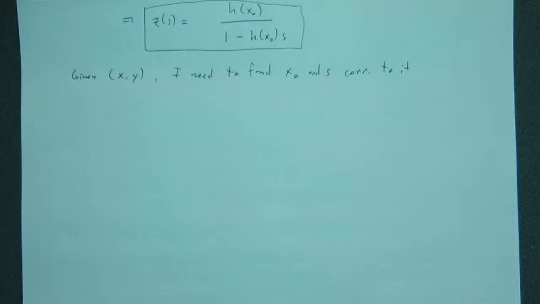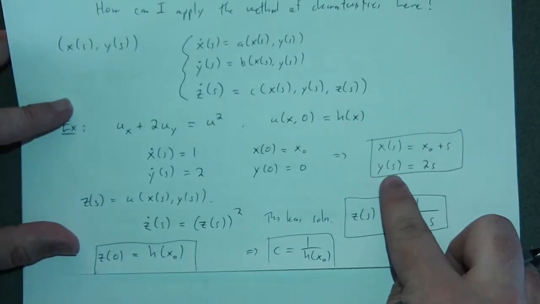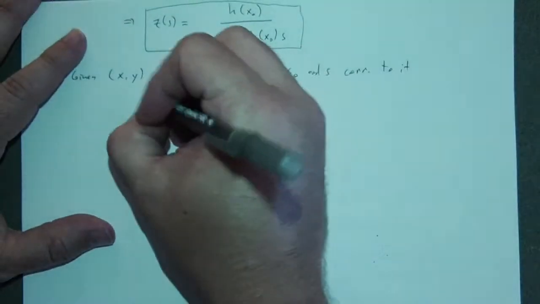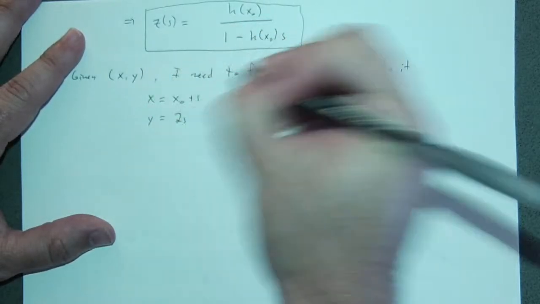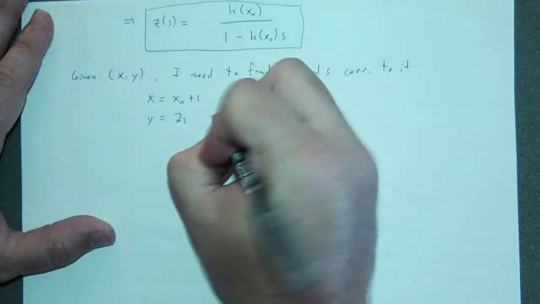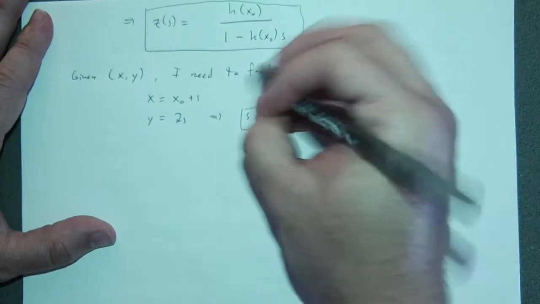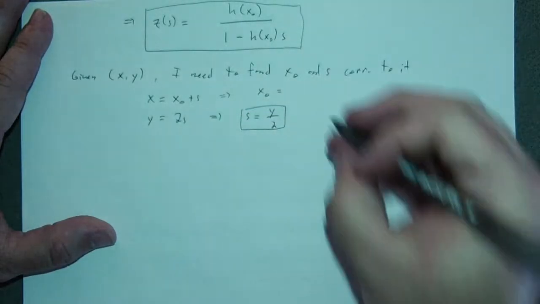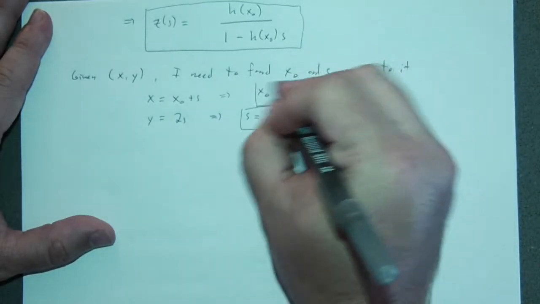And so how do I do that? Well, this is actually pretty easy here. Let's return to my equations. x and y are x naught plus s and 2s. So x is equal to x naught plus s, and y is 2s. And so this implies that s is y over 2. But if s is y over 2, then x naught is x minus y over 2.